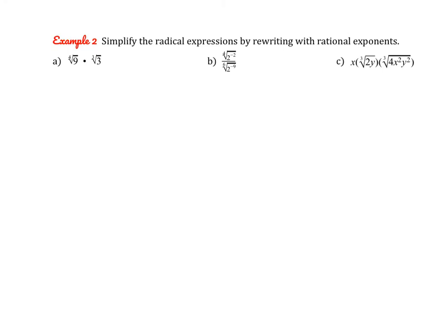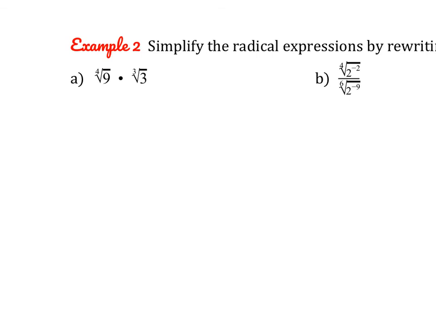All right, so now we're going to try simplifying these radical expressions by rewriting them with rational exponents. So we'll see how that can be a useful tool for us. So here we have the 4th root of 9 times the 3rd root, or the cube root of 3. So these are not two things that we could typically multiply. So whenever you have something like this, it's useful to try to rewrite them with rational exponents.